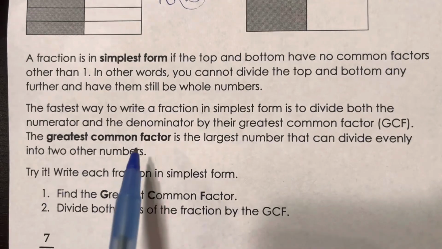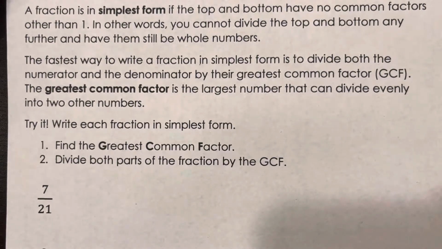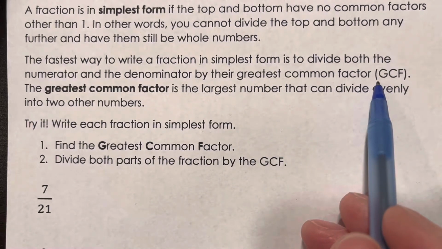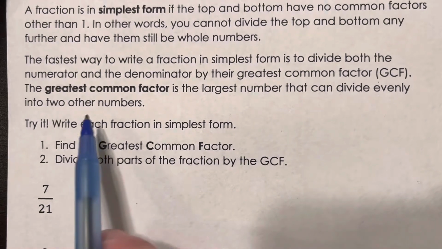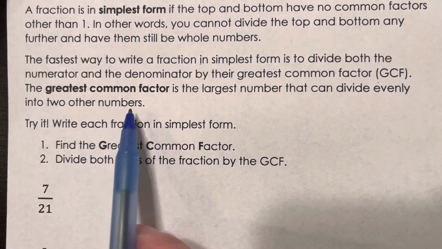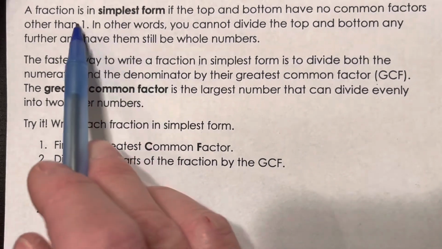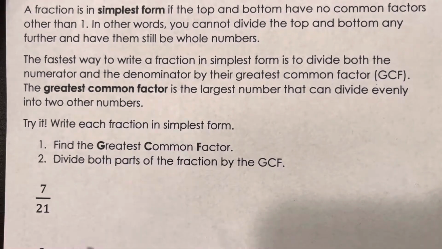So the fastest way to write a fraction in simplest form is to divide both the numerator and the denominator by their greatest common factor, which we usually call the GCF. The greatest common factor is the largest number that can divide evenly into the 2 other numbers that are there. So that's what it says up here. If there's no common factors other than 1, that means you found the GCF.